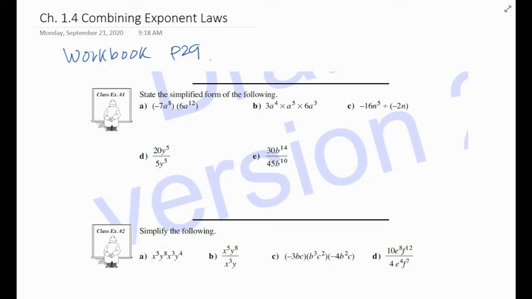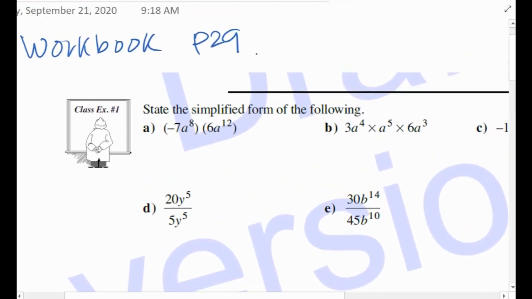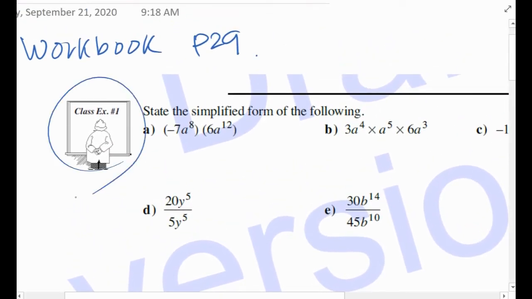Hello everyone. Today we're not going to use the lesson notes. We're going to use the workbook to practice some questions. Okay, I want you to open page 29 of your workbook. On page 29 you have the exercise. So I want you to look at the exercise.